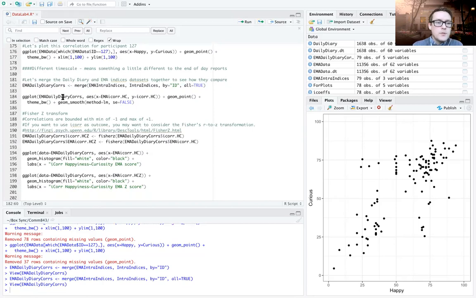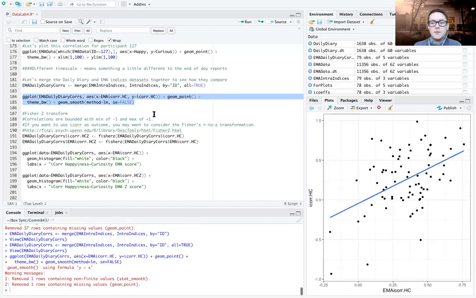All right, so we're going to take this new data set that we've created, and we're going to just create a scatter plot, so geom_point, looking at the intra-individual correlation between happiness and curiosity from the EMA data, experience sampling data, with the intra-individual correlation from the 21-day daily diary data. And as you would expect, you see a positive association. It's not perfect, but there's clearly some similarities between the indices we get from each one.